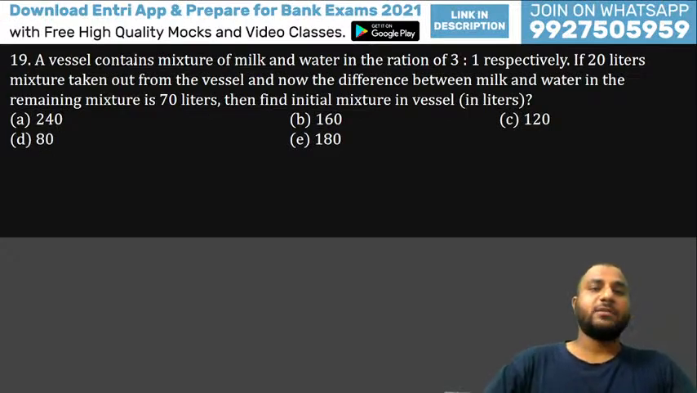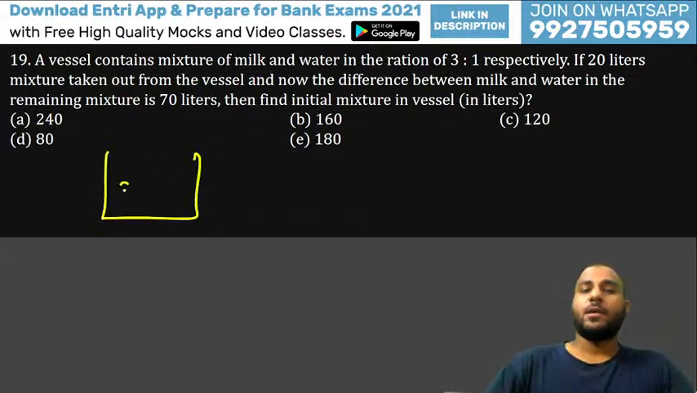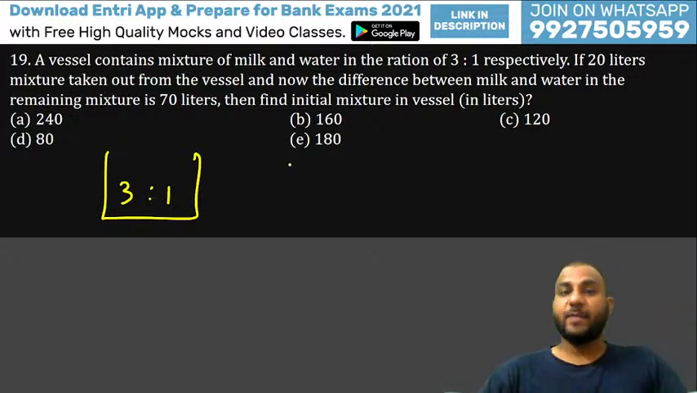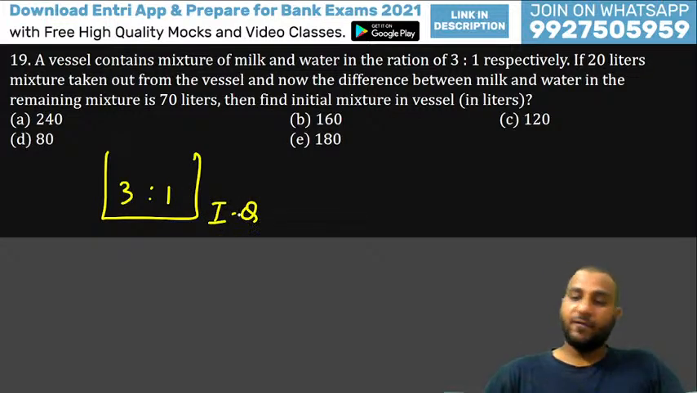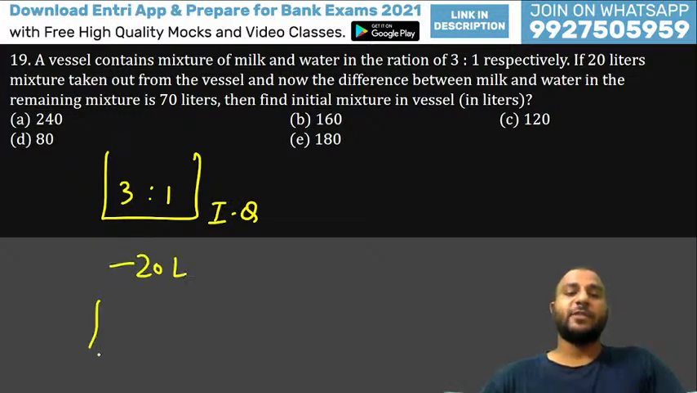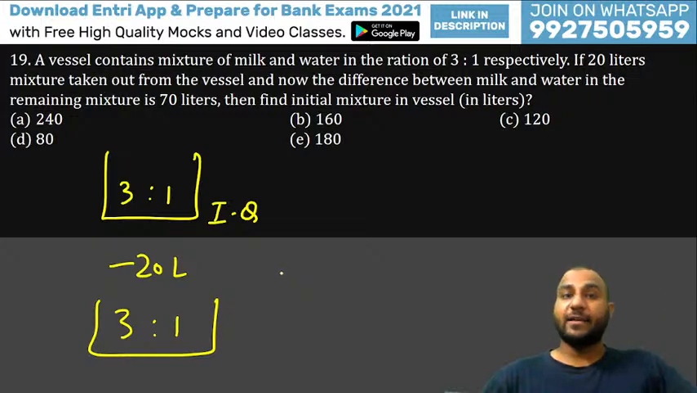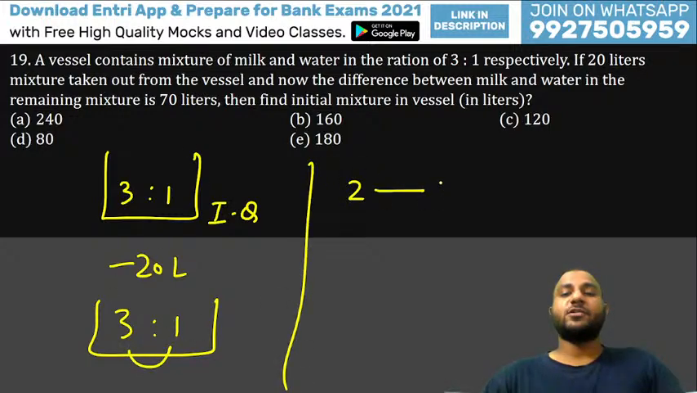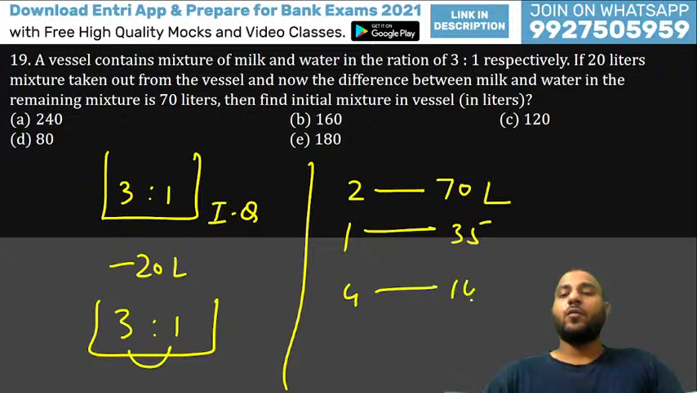Next one, a vessel contains a mixture of milk and water in the ratio 3:1. So guys, match my speed, because if you don't, you might get stuck in the examination. This is the initial quantity. If 20 liters of mixture is taken out from the vessel, the ratio will remain intact, as I have taught you in the previous session. The difference between the milk and water in the remaining mixture is 70, so 2 ratio stands for 70 liters, 1 ratio stands for 35 liters, so 4 ratio stands for 140 liters, which means we have 140 liters here.